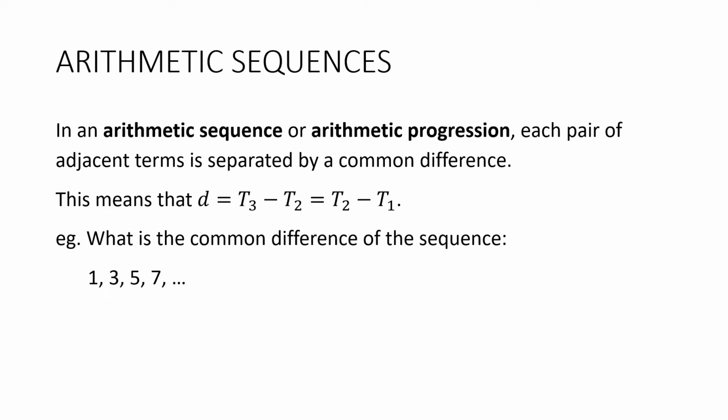Here's an example. What is the common difference of the sequence 1, 3, 5, 7? You could do 3 take away 1 or 5 take away 3, but you can see it from the sequence. It's going up by 2. So D is equal to 2.